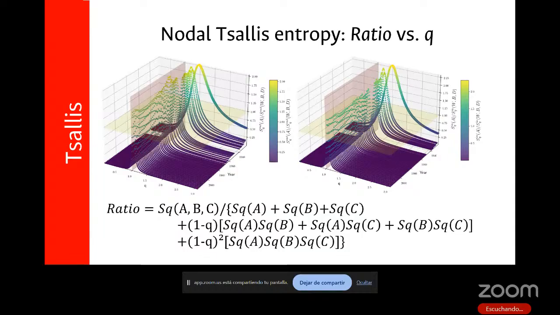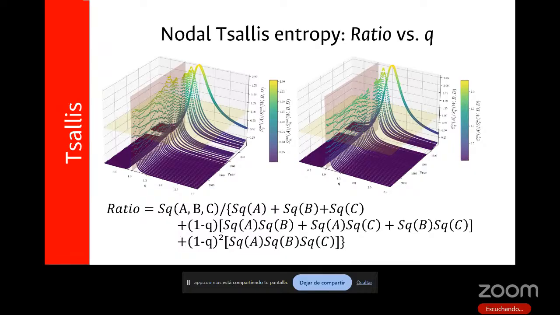So these graphs, what they are doing here is the Q, the Tsallis index. These are the years. Sorry that they are not very clear. And we are going to have this ratio that we defined before. And this is the surface. It is not exactly a surface because it is discrete, but for each year you will have the curve related to the value of the entropy for the different values of Q.